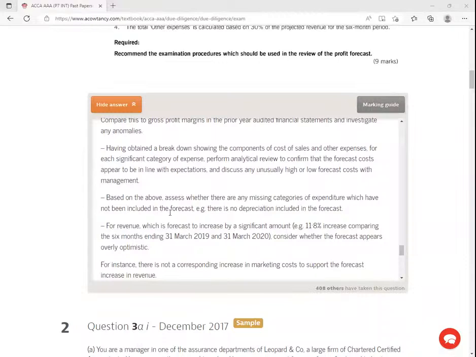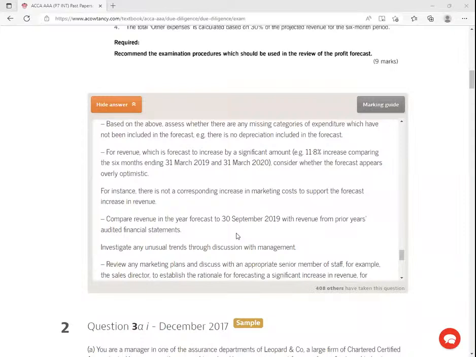Right? For revenue, which is forecast to increase by a significant 11.8% compared to the 6 months, consider whether the forecast appears overly optimistic, whether it's reasonable. Compare the revenue in the year forecast to that in September 2019, and the revenue from prior years' audited financial statements. Again, in this case, you're trying to ascertain the trends.